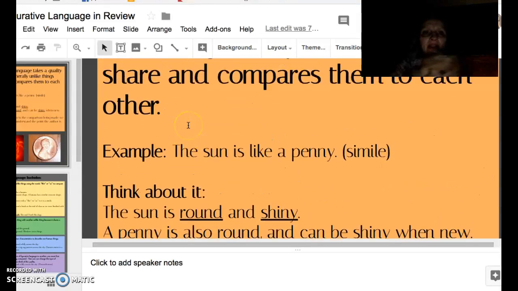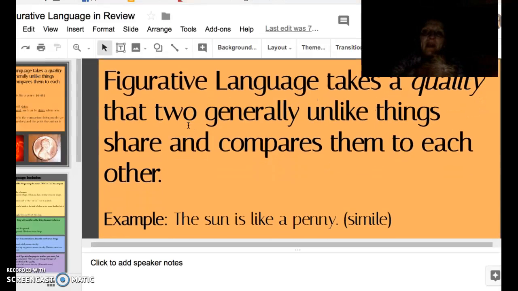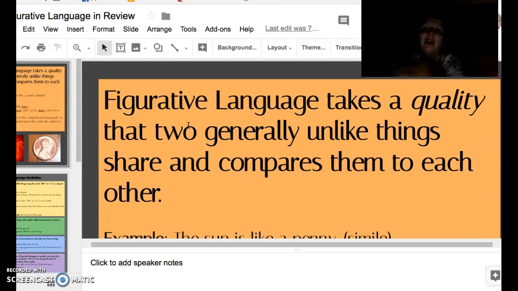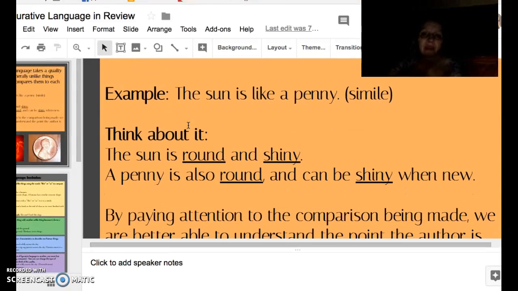So in Google Classroom, you're going to have a figurative language in review assignment, and it talks to you about how figurative language takes the quality that two generally unlike things share and compares them to each other. And then we've talked about this example many times where we use the simile, the sun is like a penny. And we think about what the writer or the speaker might be saying.